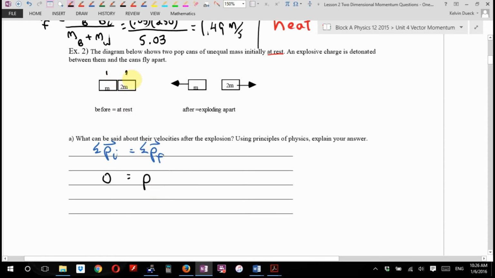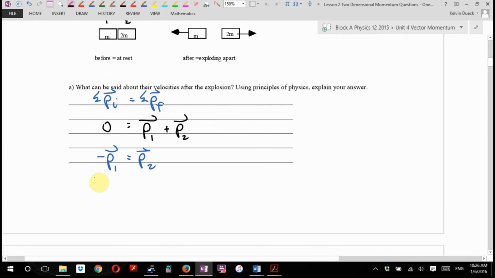Let's call this mass 1. Let's call this mass 2. The momentum of object 1 plus the momentum of object 2. Or, based on what Leonard said, I guess I could also write it this way. Negative momentum 1 equals momentum 2 if I move the momentum 1 over. Momentum is what times what? Oh, so this is going to be negative mv1, and this is going to be 2m v2.